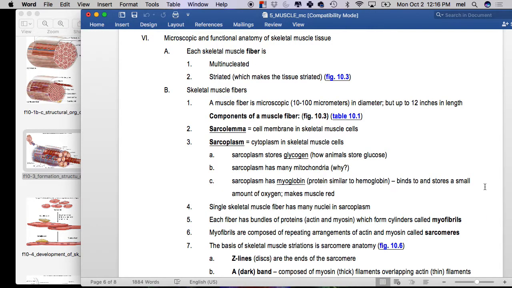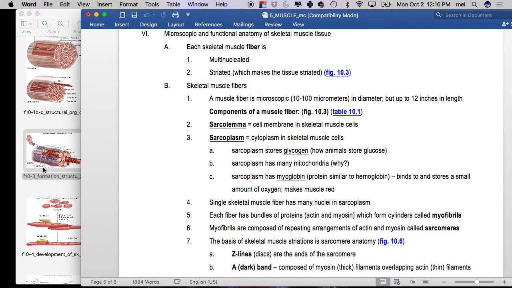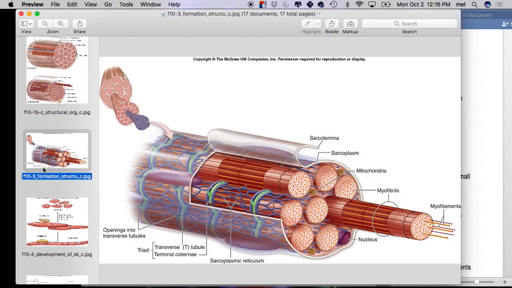Okay, so now, the other thing about myoglobin is that myoglobin is similar to hemoglobin in another way. When oxygen binds to hemoglobin, what does it do to the color of your blood? Makes it redder. Yeah.